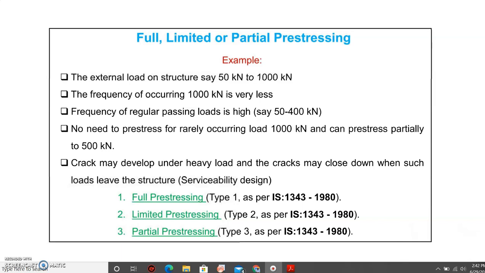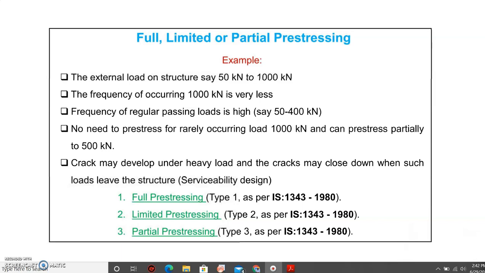Meanwhile, the frequency of regular passing load is high, say 500 kilonewton to 400 kilonewton. So this is the frequency of regular passing load. Now we need not pre-stress for the rarely occurring load of 1000 kilonewton, and can do the pre-stressing to the 500 kilonewton only. We can do the pre-stress for the partial load of 1000 kilonewton.